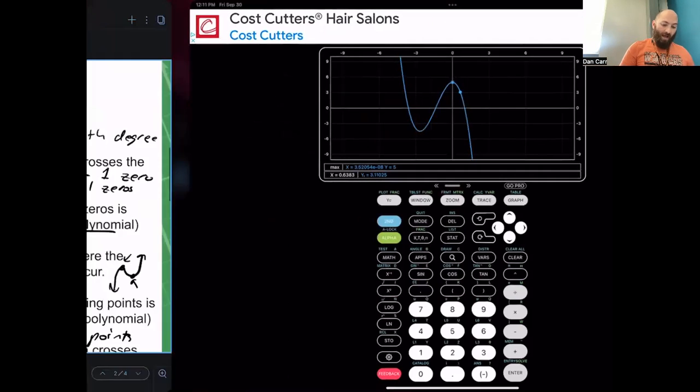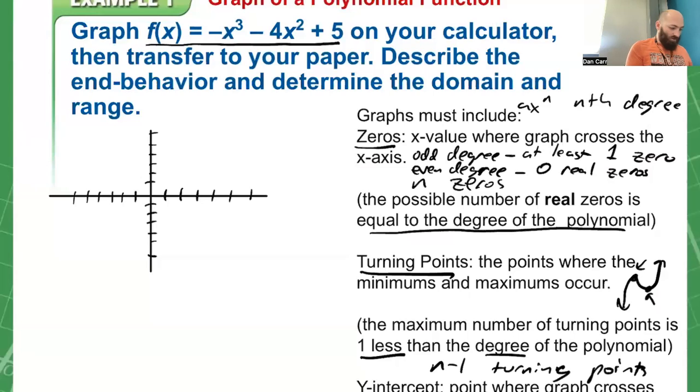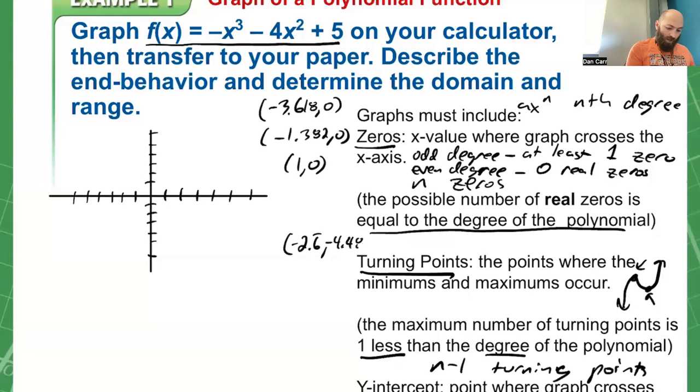Okay, so we're going to go back and let's write some of those down real fast. So again, you would find the rest of the zeros on your own, but for this case, you would have zeros at negative 3.6180, negative 1.3820, and the other one was 1, 0. My 2 turning points occur at negative 2.6 repeated, and then negative 4.481. And the other one was at 0.5, which is also my y-intercept.